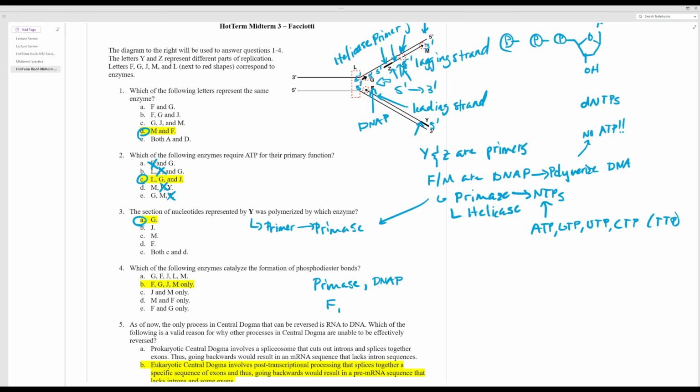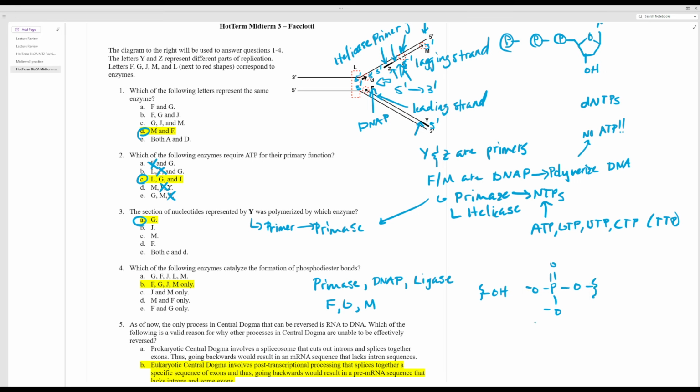So we should have F, G, and M. But we also have to remember that ligase is as well. Remember, when it's sealing that nick, the nick is looking like there we go.